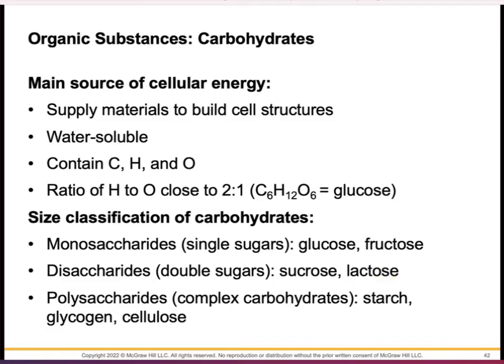Okay, so those were our inorganic substances. Now let's switch gears to our organic substances. First up is our carbohydrates. The term carbohydrate means hydrated carbon. Recall that the root word hydro indicates water. So a carbohydrate is a molecule that is composed of carbon, hydrogen, and oxygen.